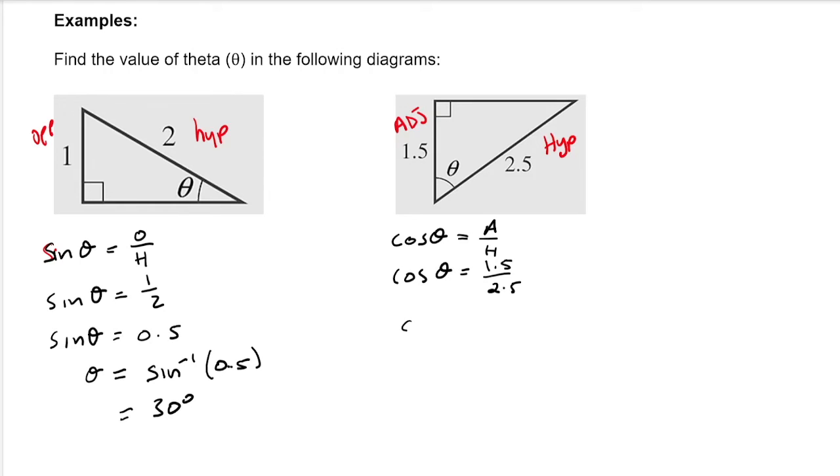So we want to go theta equals cos to the minus 1. So inverse cos. And you can do it with the fraction. You do not have to have it as a decimal to type in. Let's see what theta actually equals.